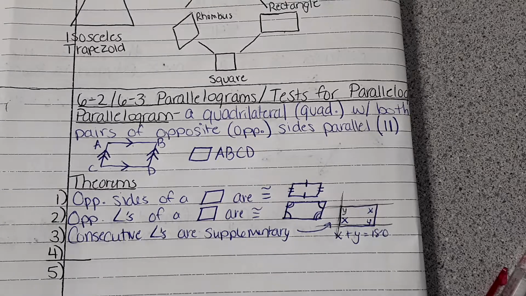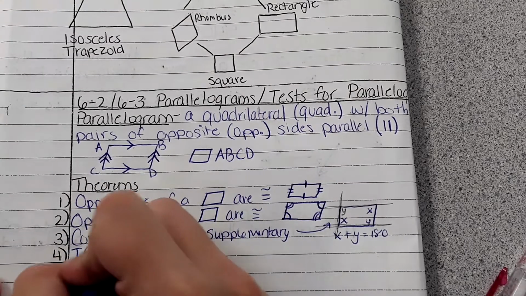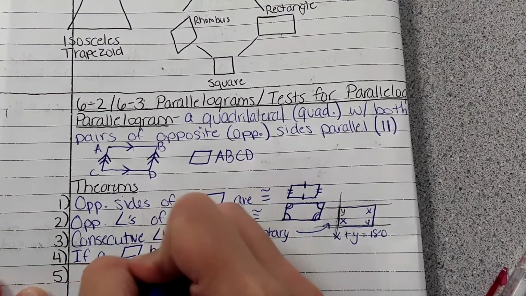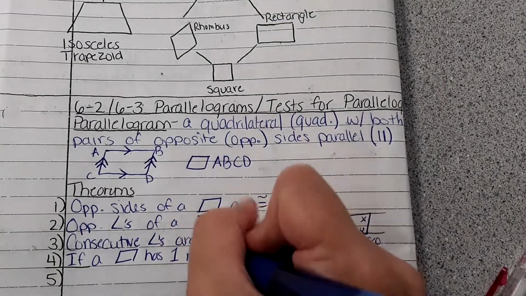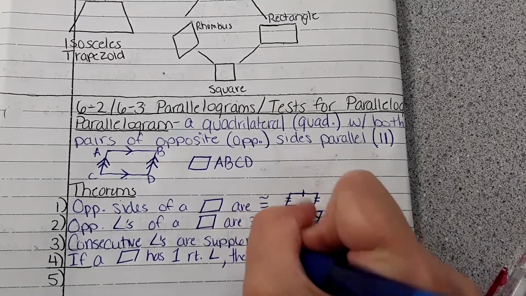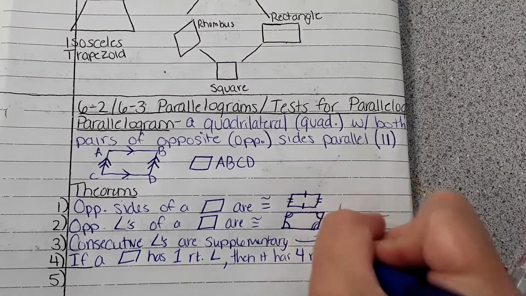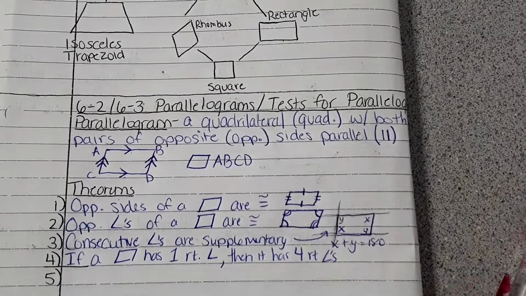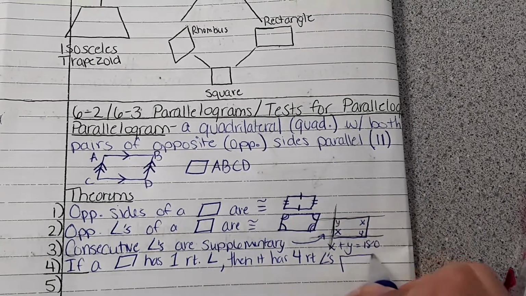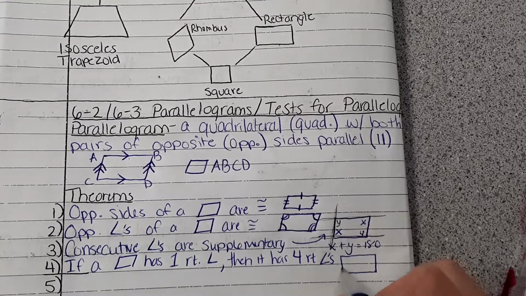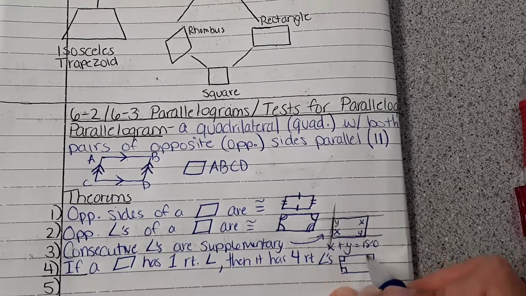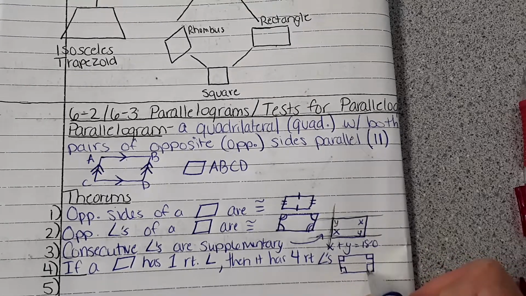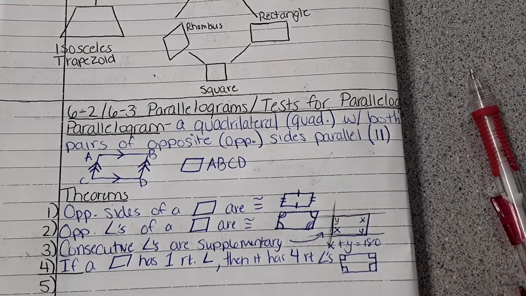The fourth one, if a parallelogram has one right angle, it has four right angles. Hello abbreviations. And here's the picture here, which makes sense. If this is 90 degrees, then this has to be supplementary to it, so it would be 90 degrees. Your opposite angles are congruent, so everything would have to be 90 degrees, so it would be a rectangle or a square.